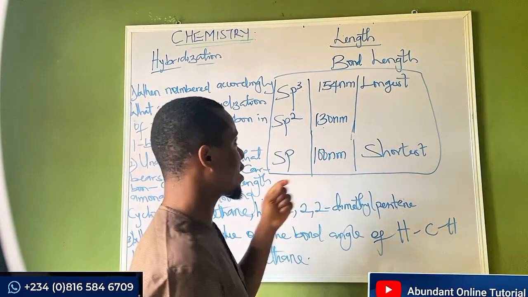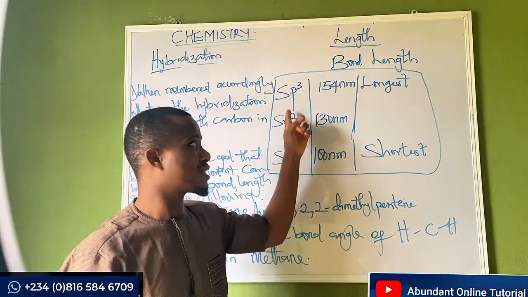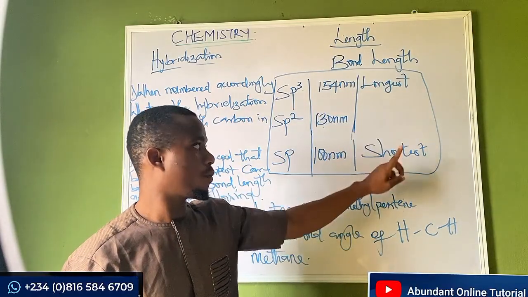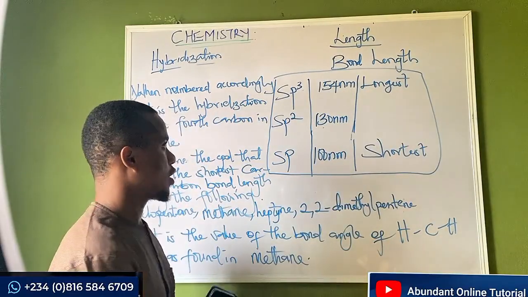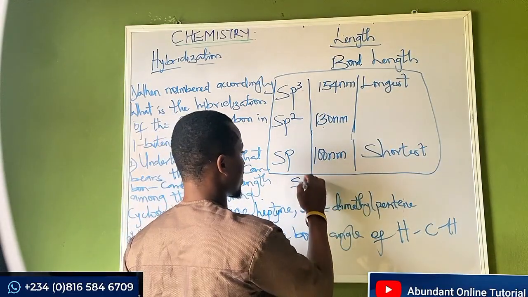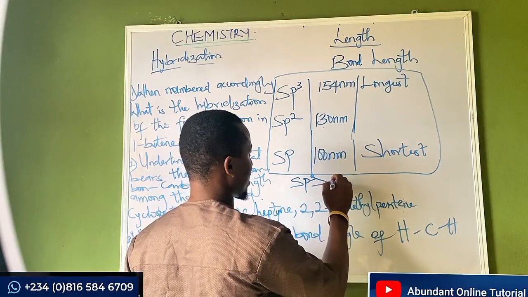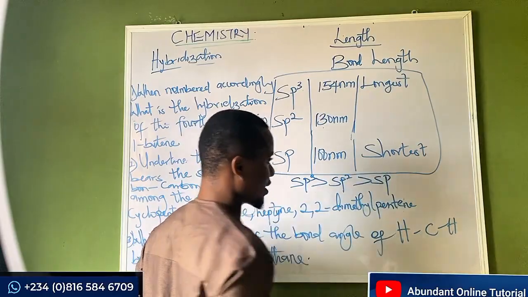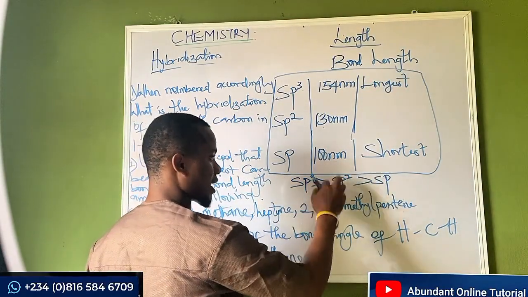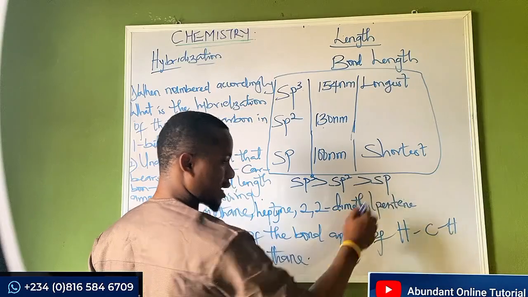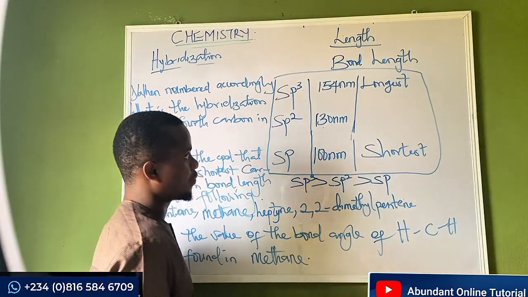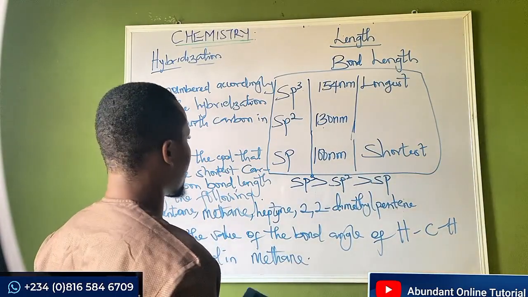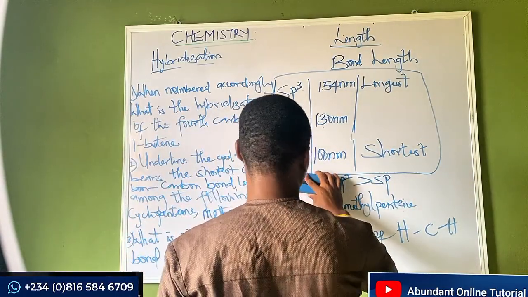Then the longest is sp3, followed by sp2, followed by sp. So I can say that my sp3 is greater than sp2, greater than sp, which means that my sp3 is greater than sp. sp2 is also greater than sp. All right, so this is the bond length. You have to take note of this. So for this now, I think we are done.